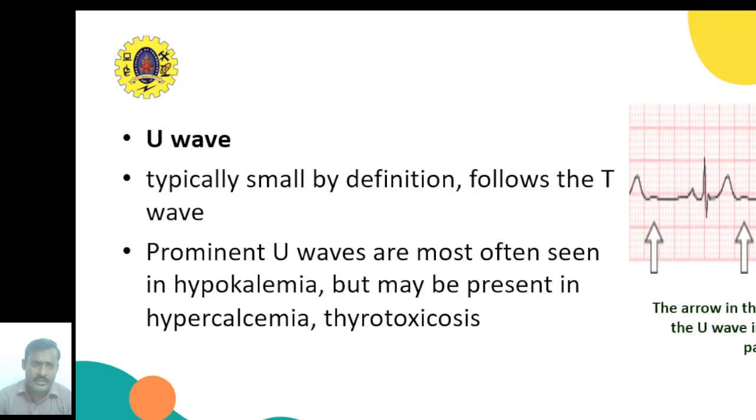Look at this U wave. The arrow mark indicates the U waveform. Look at this case, here and here. These are the U waveforms that are represented here. The U wave is typically small and by definition follows the T wave. Before the T wave it may also appear. Prominent U waves are most often seen in hypokalemia, but may be present in hyperkalemia and thyrotoxicosis.